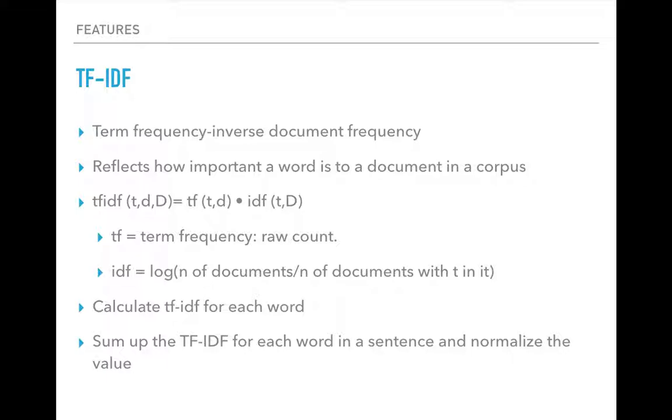So TF-IDF is short for term frequency inverse document frequency. It reflects how important a word is to a document in the corpus. TF-IDF is calculated by the term frequency, which is a raw count, times the IDF, which is calculated by log of the number of documents over the number of documents with the term in it. So we first calculate the TF-IDF for each word, then we sum up the TF-IDF for each word in a sentence, then we normalize the value.